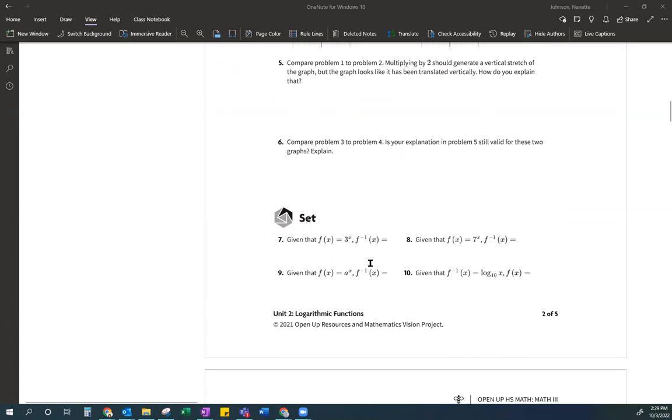So remember we talked about the inverse of it is what undoes it. And so for the inverse of exponentials, it's going to be the log of that. For this very first one, number 7, the inverse is what undoes it. So I'm going to basically rewrite 3 to the x in terms of logs. That's going to be log base 3 of x is your inverse.